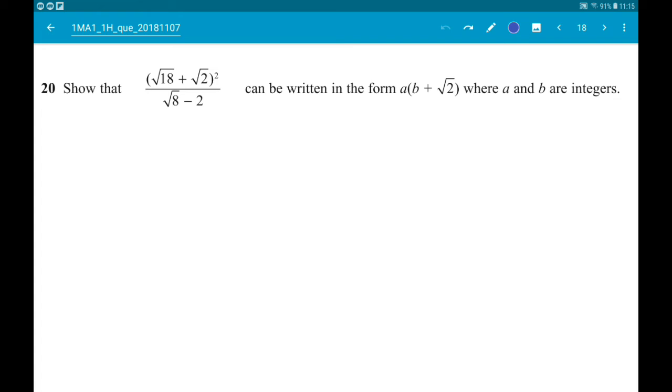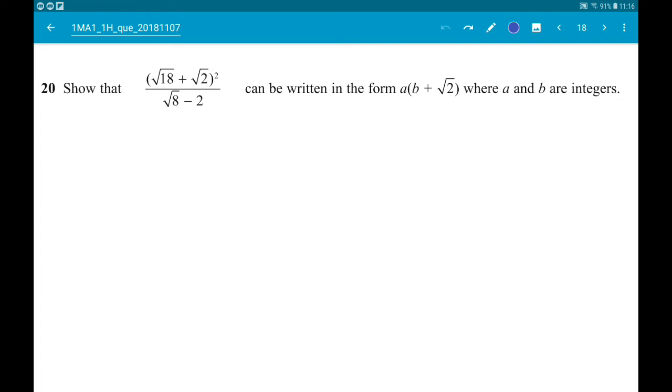Number 20, nice big side question, so playlist and all side things down below. We want to show that root 18 add root 2, all squared, over root 8 minus 2 can be written in the form a times b add root 2, where a and b are integers. Alrighty, so let's just deal with the top and bottom separately.